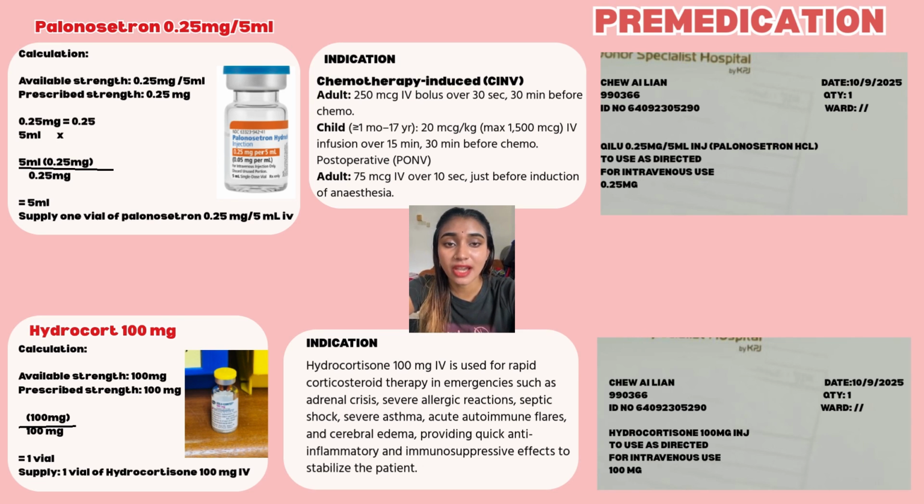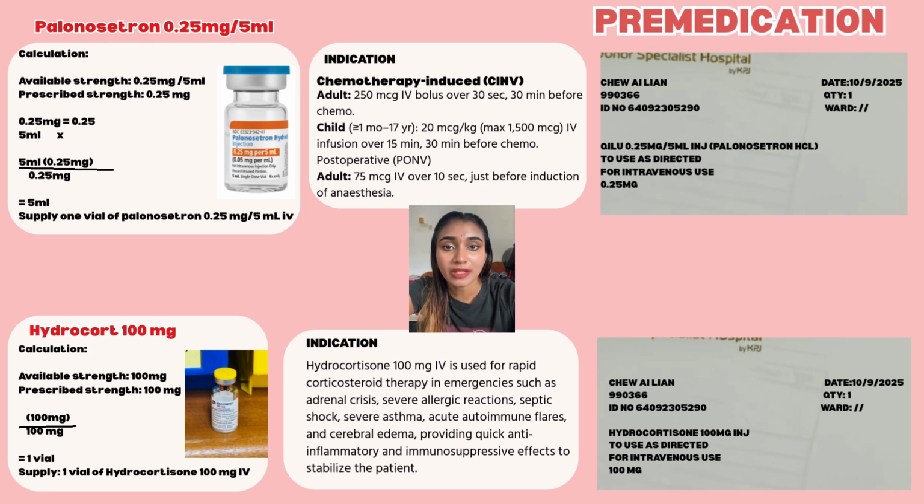Chemotherapy-induced nausea and vomiting, CINV, adult: 250 mcg IV bolus over 30 seconds, 30 minutes before chemo. For a child 1 month to 17 years: 20 mcg per kg, maximum 1500 mcg, IV infusion over 15 minutes, 30 minutes before the chemo. Post-operative nausea and vomiting, PONV, adult: 75 mcg IV over 10 seconds just before induction of anesthesia.